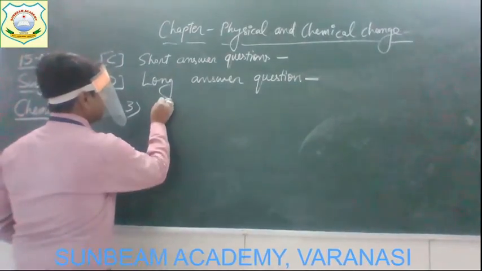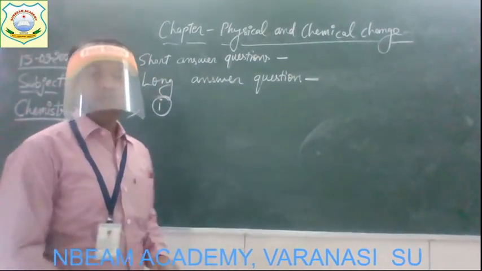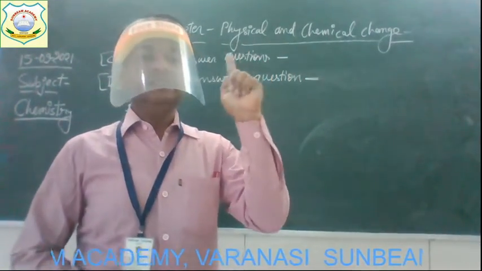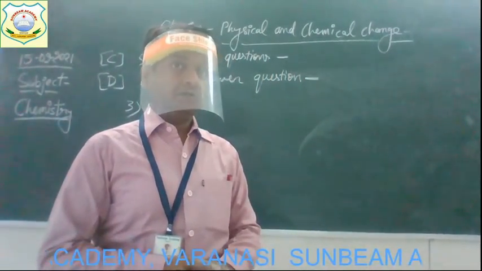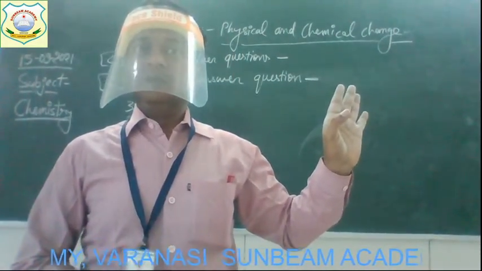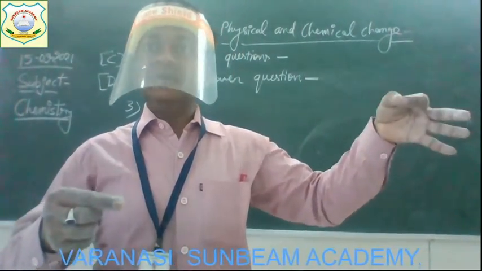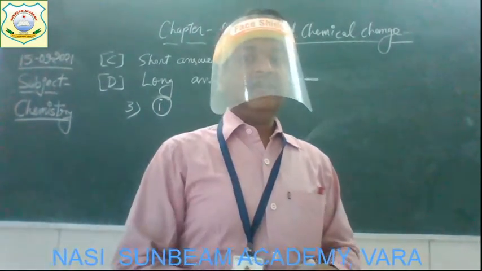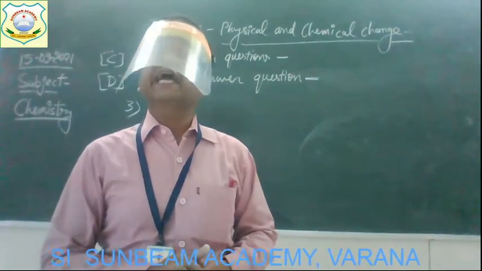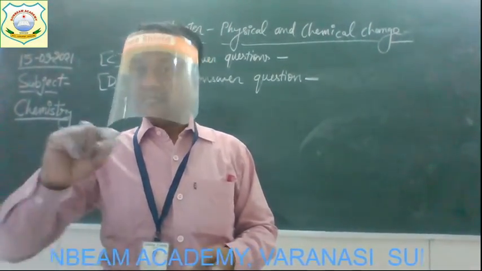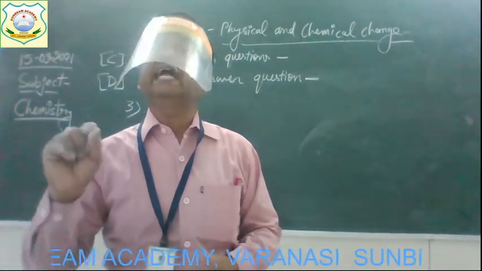So in the first step, what will you do first? Take a small piece of magnesium ribbon. Magnesium ribbon is available in labs. It is a thin ribbon-like structure. So take a small piece and then clean its tip with sandpaper. What you have to do? Clean the tip of the magnesium ribbon with sandpaper.